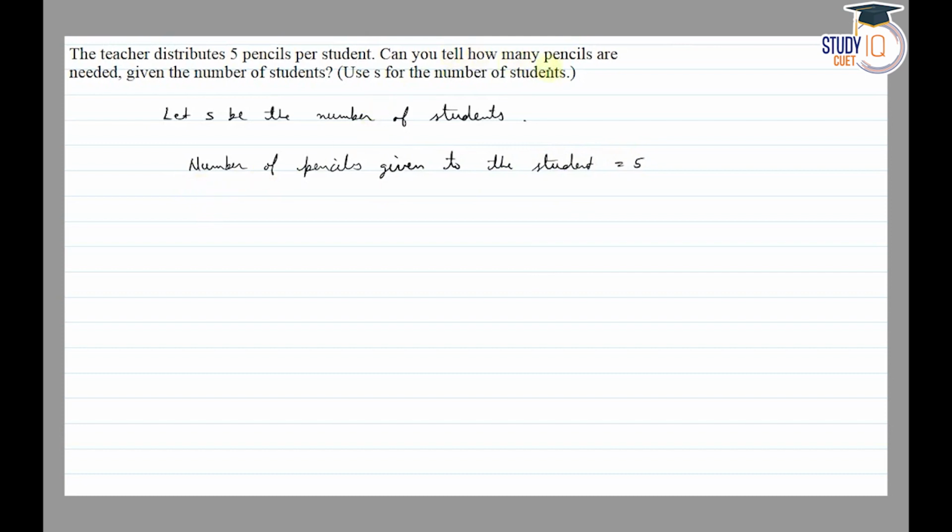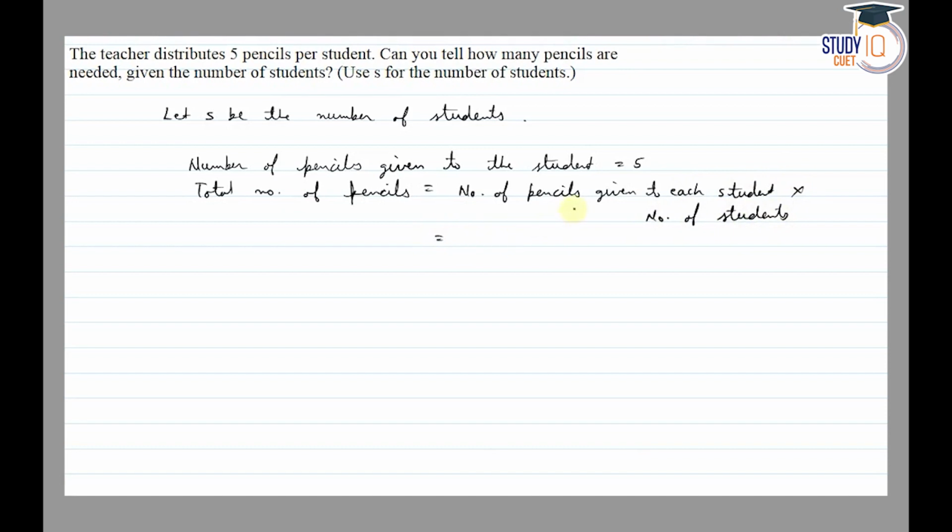Then can you tell how many pencils are needed? So total number of pencils, this we have to find out. So this will be our number of pencils given to each student into number of students.